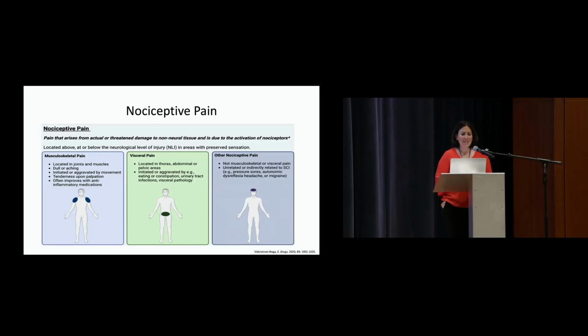For visceral pain, this is often located in the thorax, the abdomen, or the pelvis. It's usually due to some sort of distension or inflammation of underlying structures. So for example, it could be triggered by constipation or urinary tract infection that patients may experience.